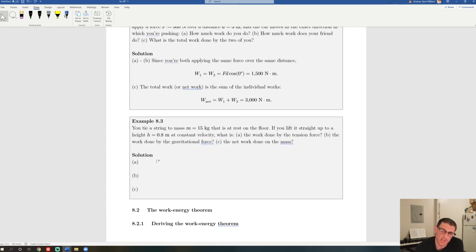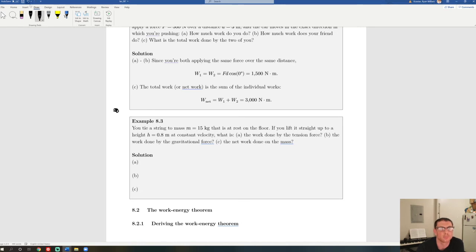What is the work done by the gravitational force? And what is the net work done on the mass? So the tension force is not so bad. What I would like to do is draw the free body diagram here, just so we're all 100% clear on what's happening.